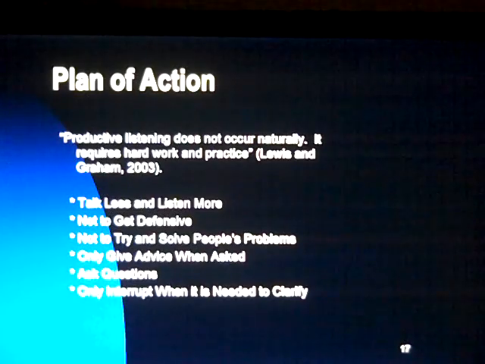My plan of action. According to Lewis and Graham, productive listening does not occur naturally. It requires hard work and practice. My plan of action is to talk less and listen more, to not get defensive, to not try to solve people's problems, to only give advice when I am asked for it, to ask questions to make sure that I really am hearing what the other person is saying, and to only interrupt when it is needed to clarify.